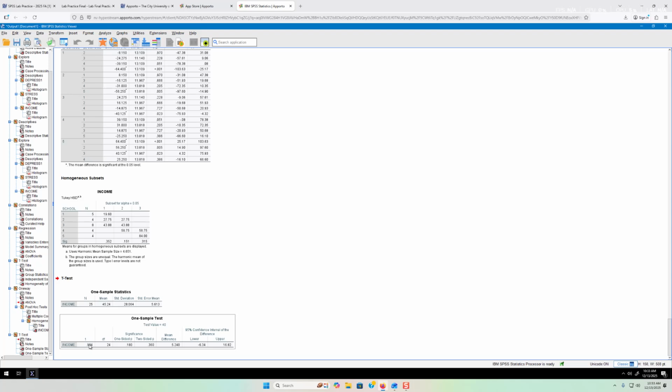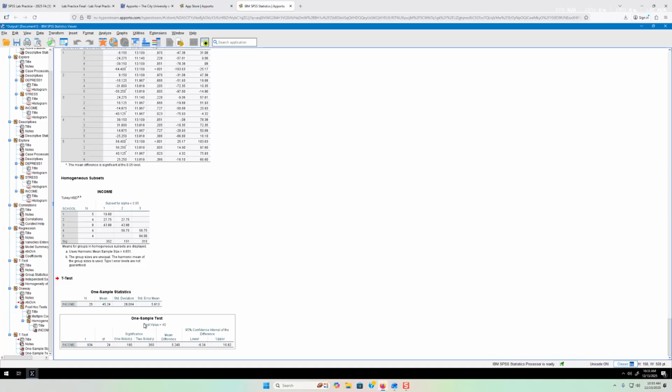Here's our t-value down here, 0.934, not very impressive. We're asking, is it different than 40? We're not asking if it's greater than 40 or less than 40. We're saying, is it different than 40? Is the sample income different than 40? That's a two-tailed test. It's a non-directional hypothesis.